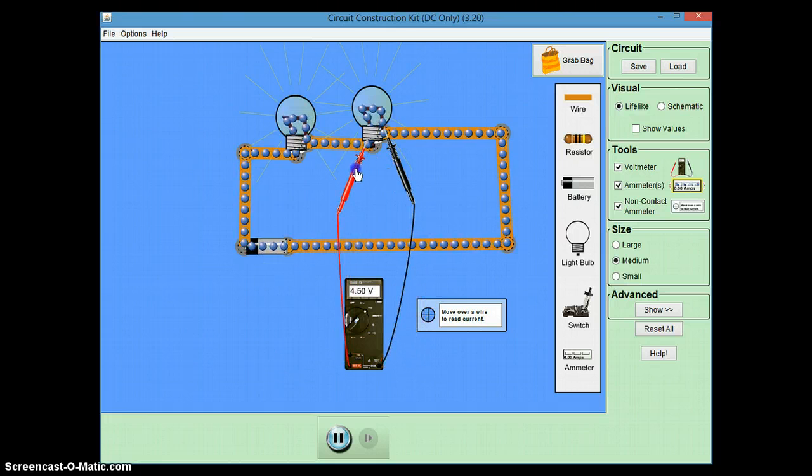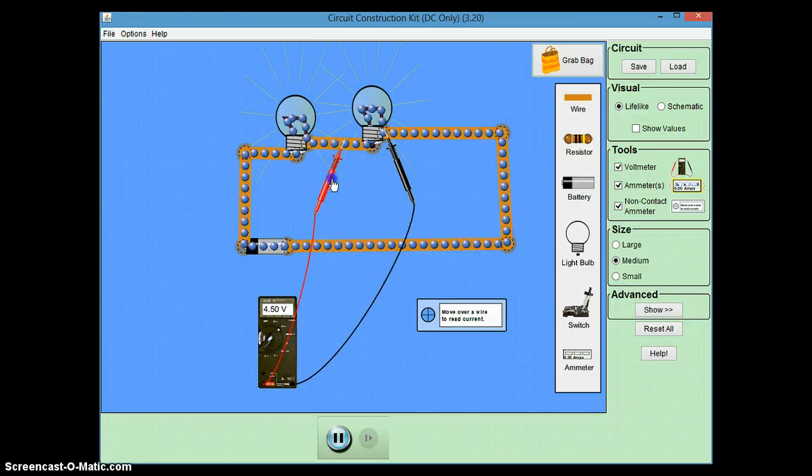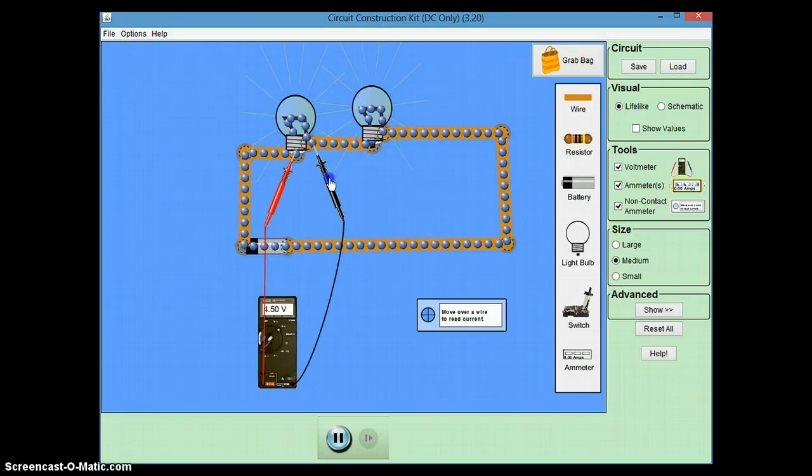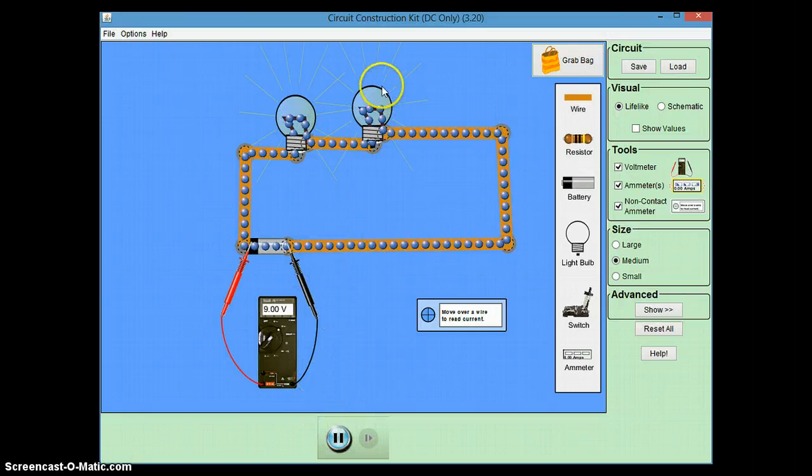So over here we can see that it's 4.5 volts, and over here it's also 4.5 volts. So then the total voltage is 9 volts, and 4.5 plus 4.5 is 9, so you can see how that is the sum.